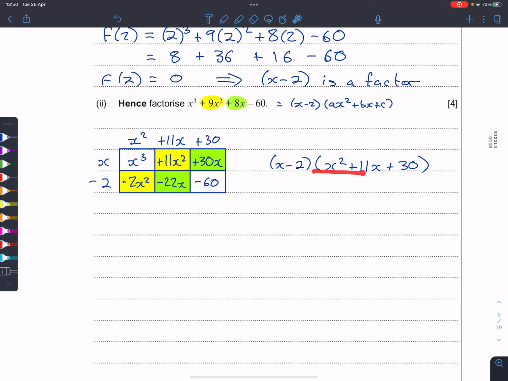And now we're going to factorise this one. This one is a fairly simple quadratic to factorise because there's only a 1x squared. The two numbers that we want in the brackets will multiply to give 30 and add to give 11. So those numbers are going to be x plus 5 and x plus 6. And that is this one fully factorised.